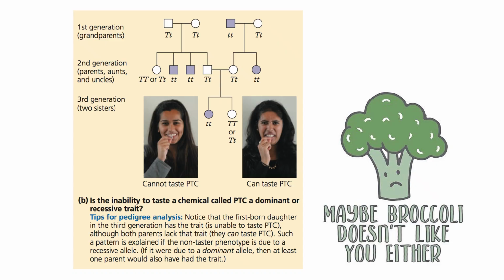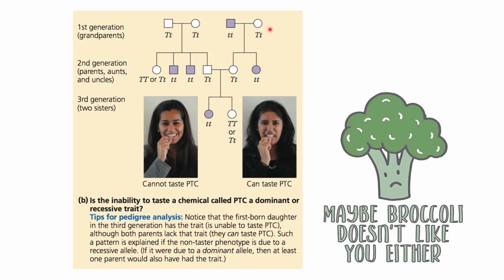So here's another trait in the same family. For this one, we're tracking the ability to not taste PTC, which some of you may or may not have done in a lab before. PTC is a bitter tasting compound that can be found in a lot of bitter tasting food like broccoli. So some people like to call it the broccoli hating gene. And again, as you can see here from both grandparents, right?